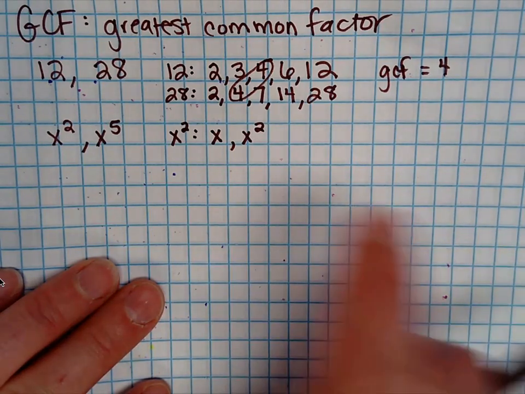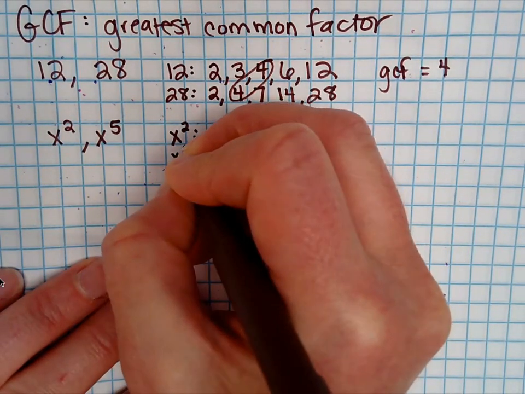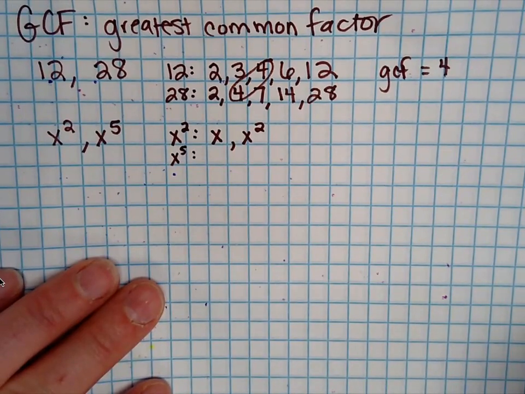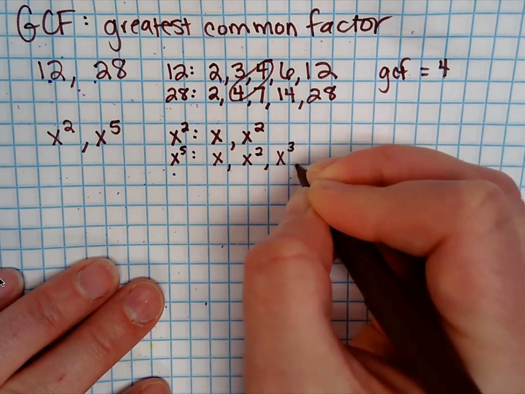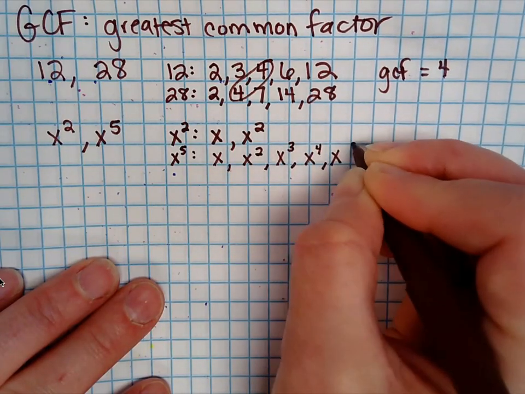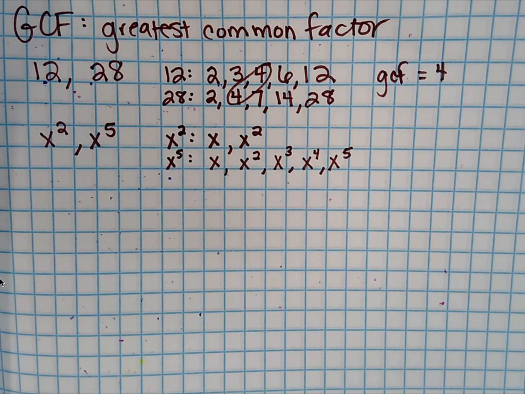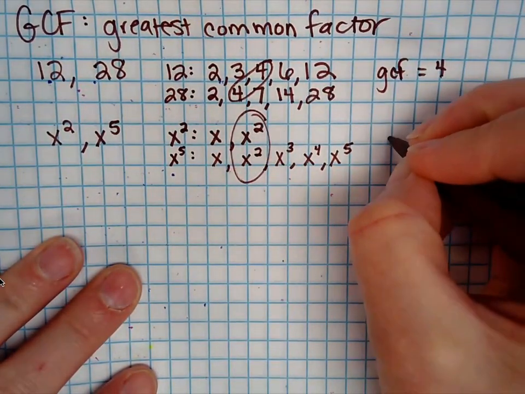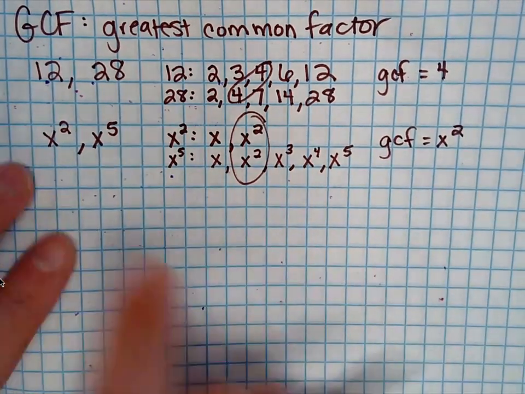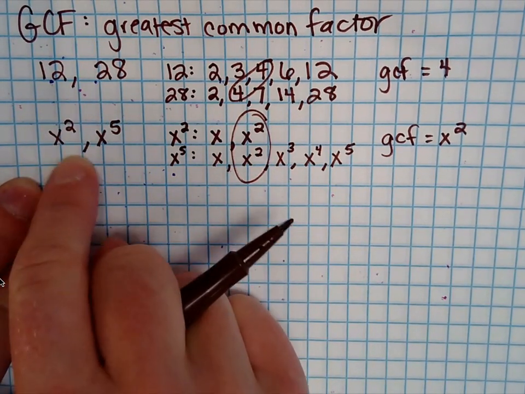So x squared, the factors are x, because you could do x times x, or x squared times 1. x to the fifth, the factors would be x, because you could do x times x to the fourth, because you add your exponents. You could do x squared, x to the third, x to the fourth, and x to the fifth. So what is our GCF? x squared. So if you look at these, the GCF is the smaller of the exponents.